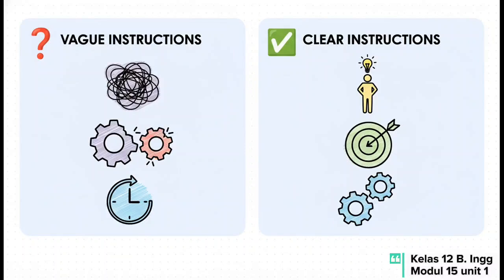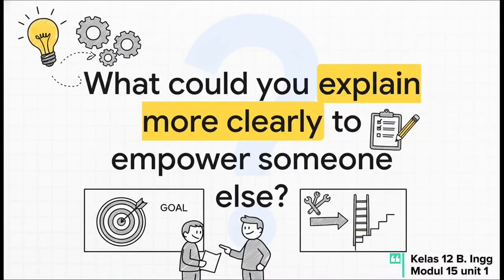And really, at the end of the day, it all boils down to this. Clear instructions lead to confidence, success, and efficiency. But vague instructions, they just lead to confusion, mistakes, and a whole lot of wasted time. The choice is pretty clear. So the next time you find yourself writing an email to a colleague or even just a simple to-do list, remember that simple, powerful framework we talked about today: goal, materials, and steps. And I'll leave you with this question to think about. What's one thing you know how to do that you could explain more clearly to empower someone else?